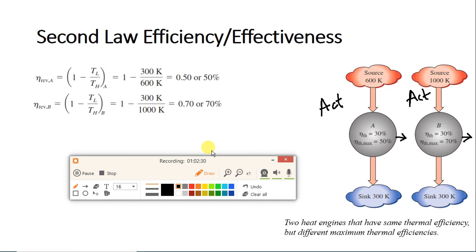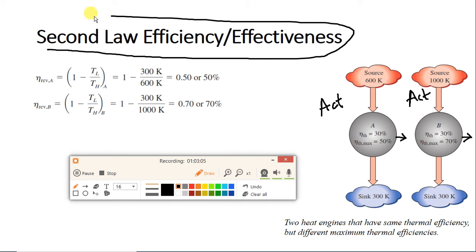Now the question arises, which engine is more efficient? That is the problem, because the thermal efficiency of both engines is the same at 30%, and the maximum efficiency of engine B is more. You can think about this problem, and I will answer it in the next lecture. Which actual engine, A or B, will be more efficient and why? The answer lies in the concept of second law efficiency or effectiveness. We will define one more type of efficiency, and with its help we can answer this. So based on your logic, try to think about this answer.